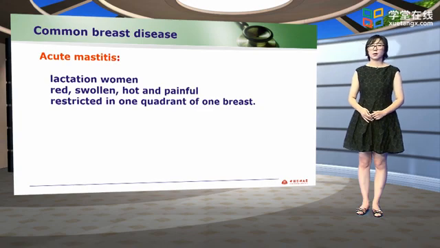At last, we will know the common breast diseases. The first one is acute mastitis. This is an inflammatory disease, and we can often see it in lactating women. So we can see the breast is red, swollen, hot, and painful. But the disease is just restricted to one quadrant of one breast.